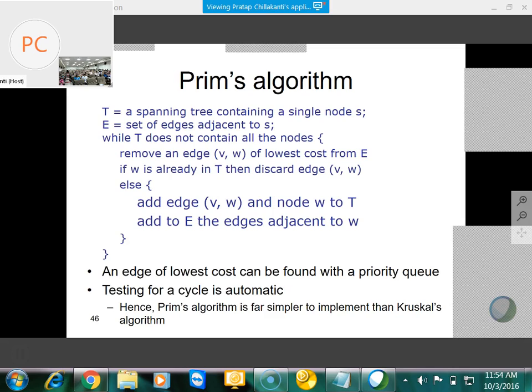Otherwise, you add the edge and the node W to T. Okay. And then you continue adding to E. E is the set of edges, right? The edges adjacent to W. Okay. And then this is basically a breadth first algorithm. That's why an edge of the lowest cost can be found with a priority queue. Testing for a cycle is automatic. Okay. Because of the way the algorithm is designed, you would not encounter cycles here. That's why it's much easier to implement Prim's algorithm.